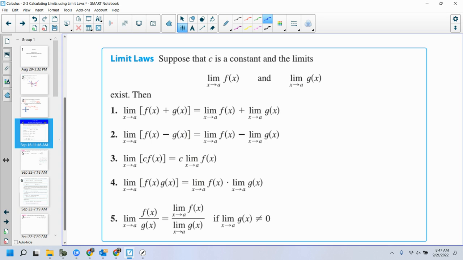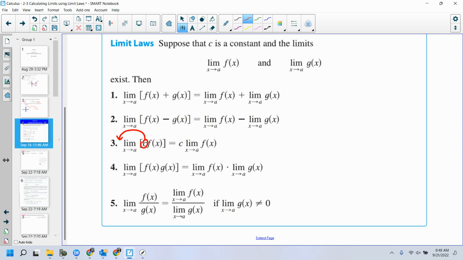3 is a very important one that we will use a lot later on. It is the idea that if you have a constant applied to a function, you can actually remove that constant and set it out front. The limit of a constant times a function is equal to the constant times the limit of the function. I can take that constant and set it out front, and it's not going to change the value.